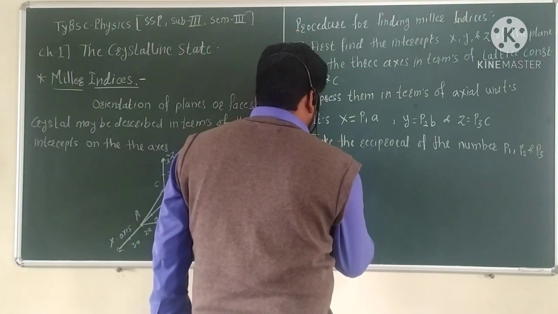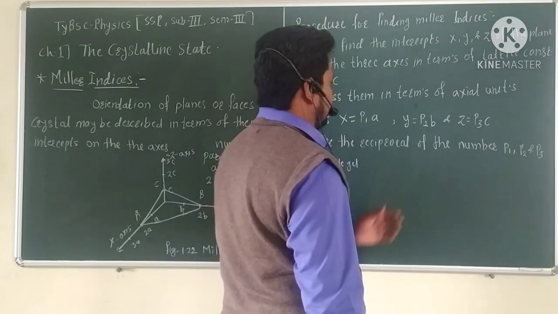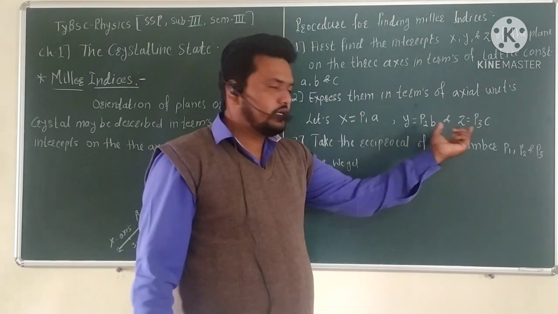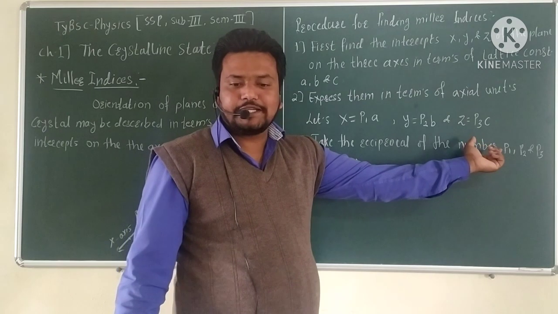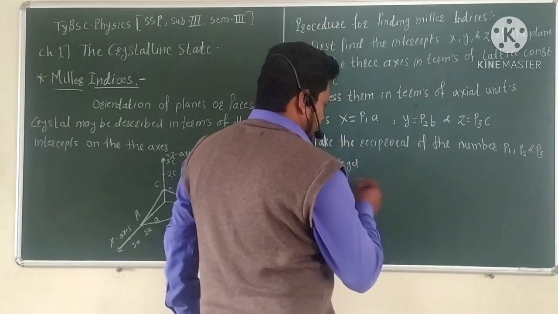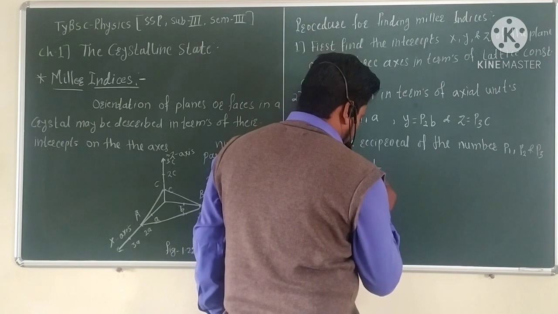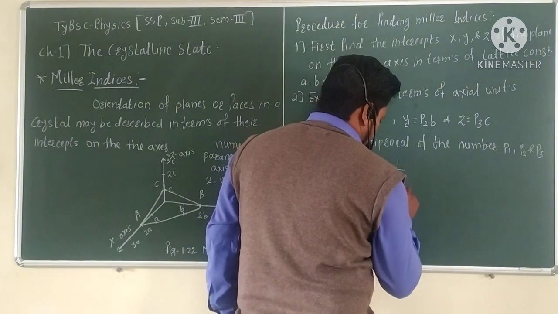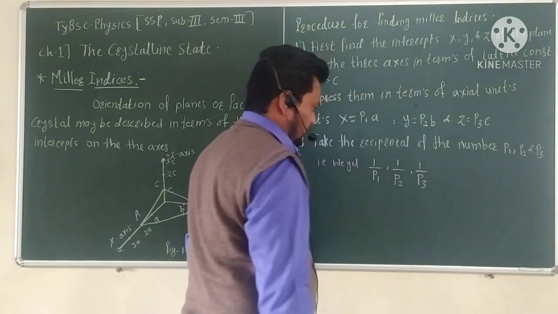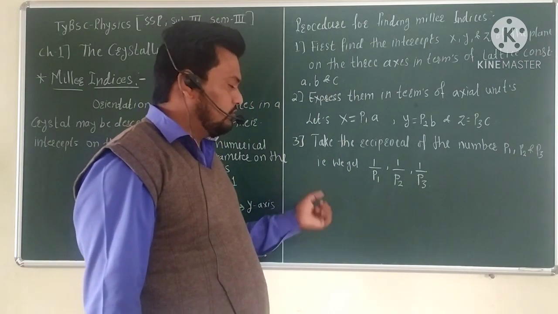So here we define x equals p1a, y equals p2b and z equals p3c. We want to take the reciprocal of each number p1, p2, p3, that is 1 upon p1, 1 upon p2 and 1 upon p3. That is the third step of the procedure for finding the Miller indices.